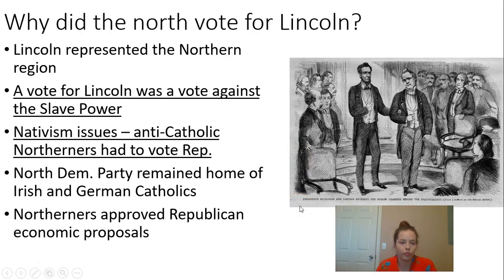Looking into why did the North vote for Lincoln? So Lincoln represented the northern region, him being from Illinois himself, and so a vote for Lincoln was a vote against the slave power. Lincoln also won some votes as far as nativism issues and concerns with nativism. So the Northern Democratic Party remained home of Irish and German Catholics, and so anybody who was anti-Catholic had no choice but to vote Republican and to vote for Lincoln. We'll also see that Northerners just generally approved of Republican economic proposals, and so with these sentiments, Lincoln is able to secure the Northern electoral votes, and he's able to win the election.